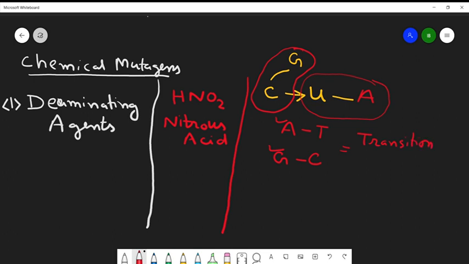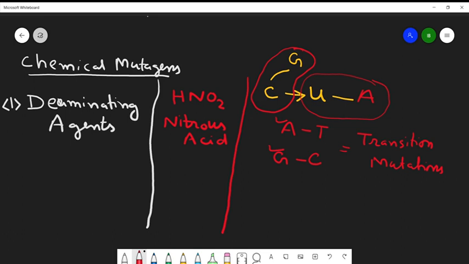These deaminating agents like nitrous acid lead to transition type of point mutation, wherein one purine is being replaced by another. In this example, I have shown you that guanine is being replaced by the adenine. Instead of guanine, adenine has been added. So therefore it is a type of transition mutation. So this was the first chemical mutagen.